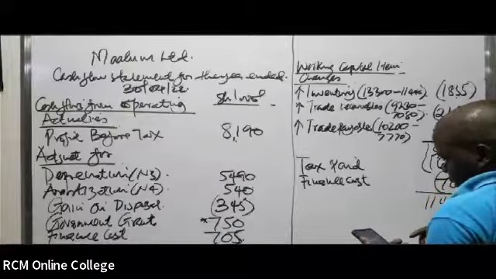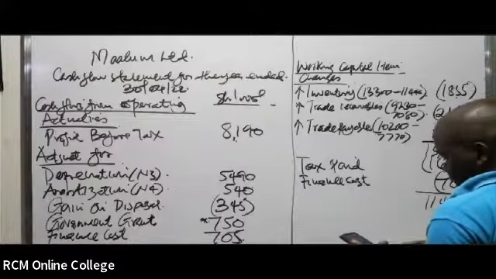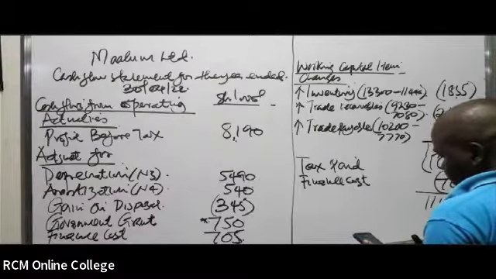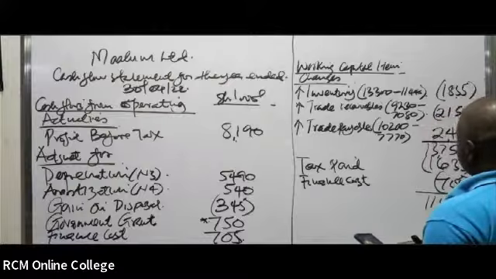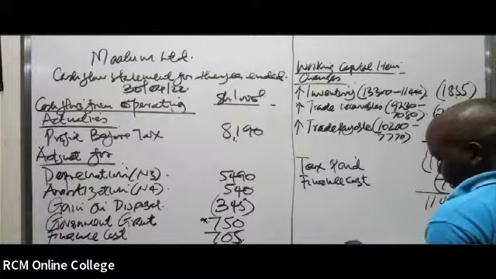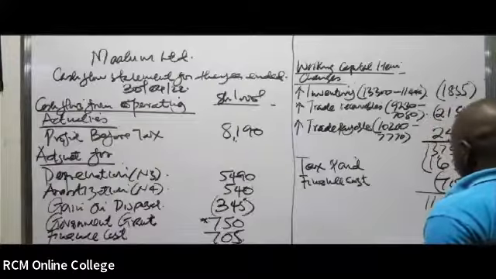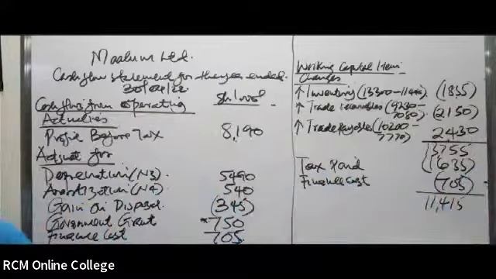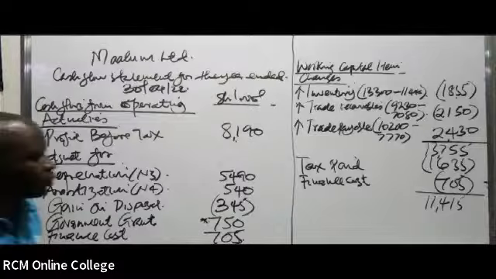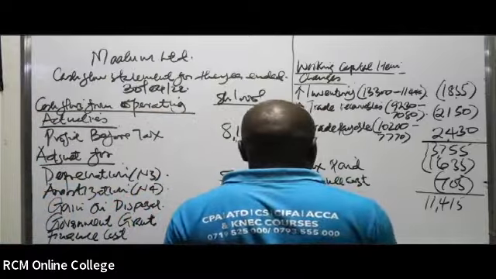Correct, it is correct. So 13,755 minus 1635 minus 705, you get 11,415. I think it is 11,415. Yes, I can see you're saying 11,415. So you can put this one as what cash flows?